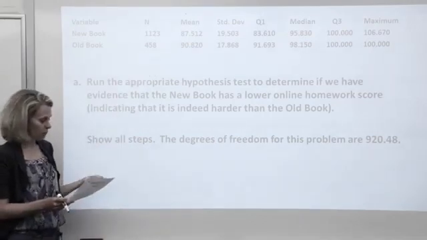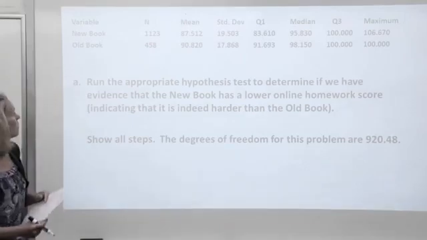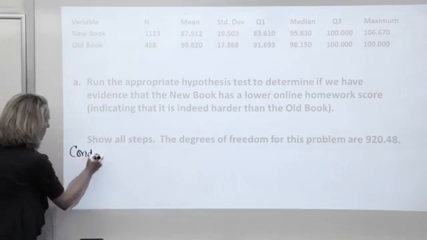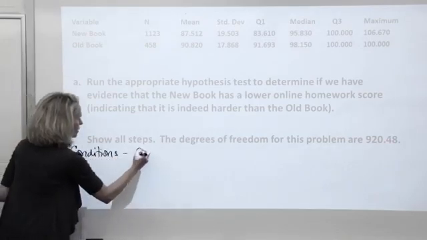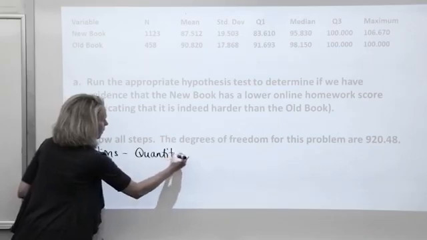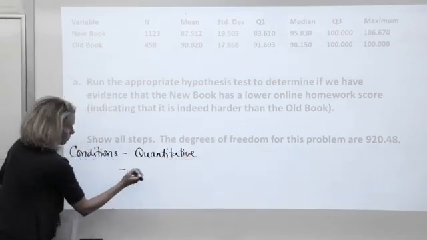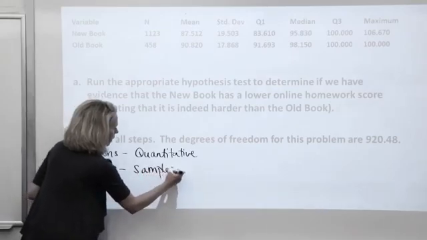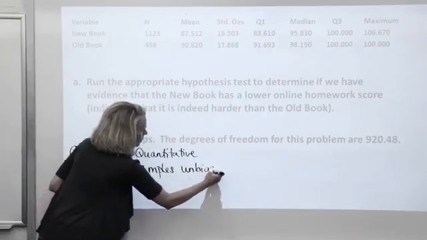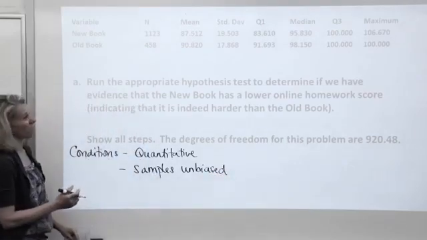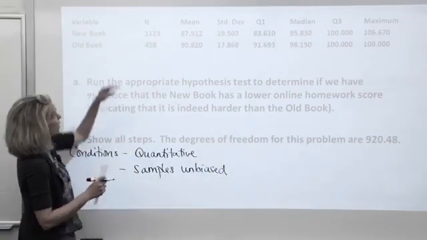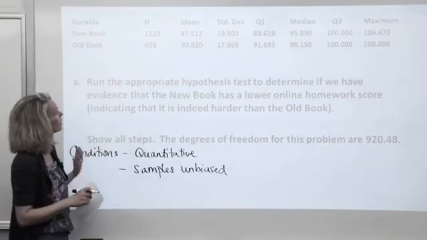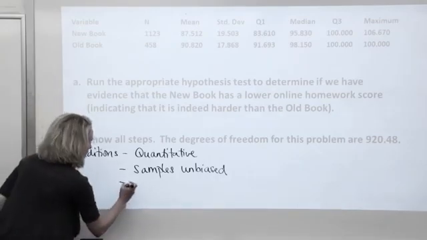For conditions, I'll put those here. We commented that our variables are quantitative. I think it's fair to assume that our samples are at least unbiased. Our sample sizes are rather large. They're well above 30. So even though we don't have the raw data, we couldn't see what a histogram looked like, our sample sizes are well above 30.